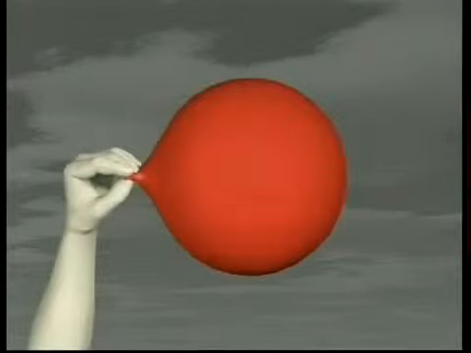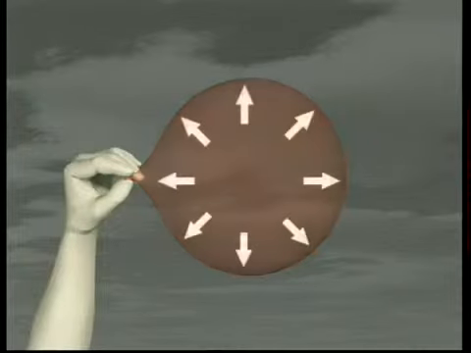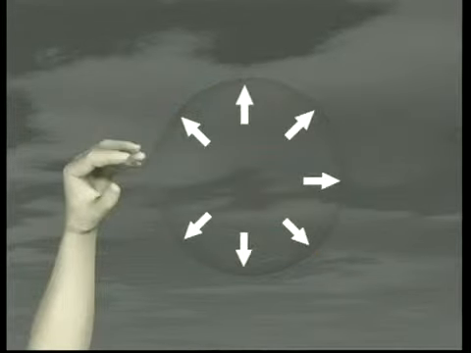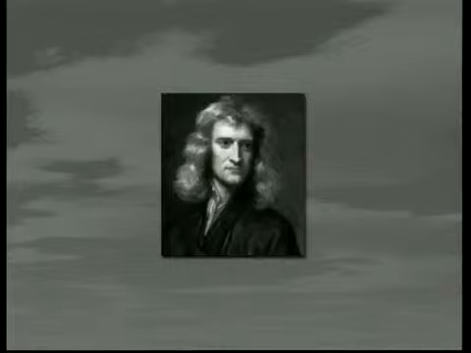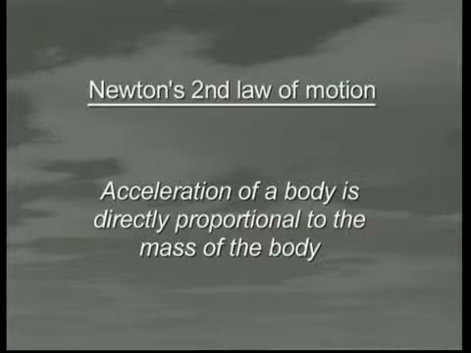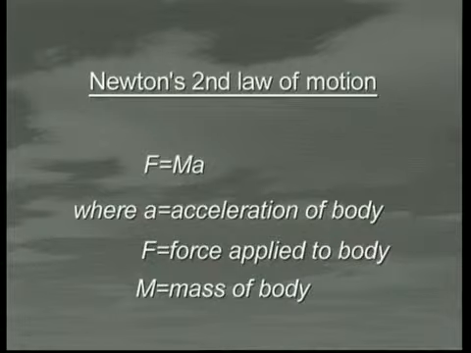It's not the escaping air that moves the balloon forward, but the pressure imbalance within the balloon that makes it move in the direction away from the stem. And by applying Newton's second law of motion, we can calculate that reaction force. Acceleration of a body is directly proportional to the mass of the body, or F equals ma.